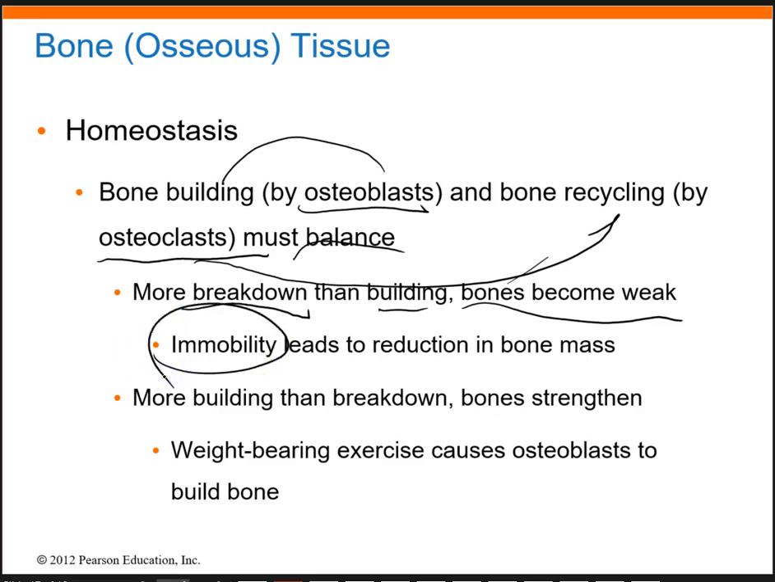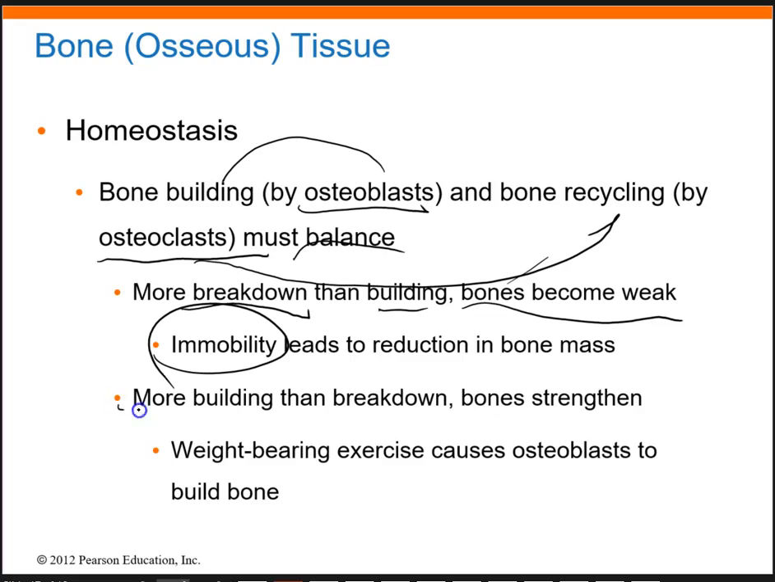Immobility is something that commonly leads to a reduction in bone mass. If somebody is not active, say they had a major injury and they have to stay in bed for a long period of time, that can lead to a reduction in bone mass. The bones can become weaker because of that. Our bones need to be stressed. They need to hold up against the weight of our body in order to stay strong.